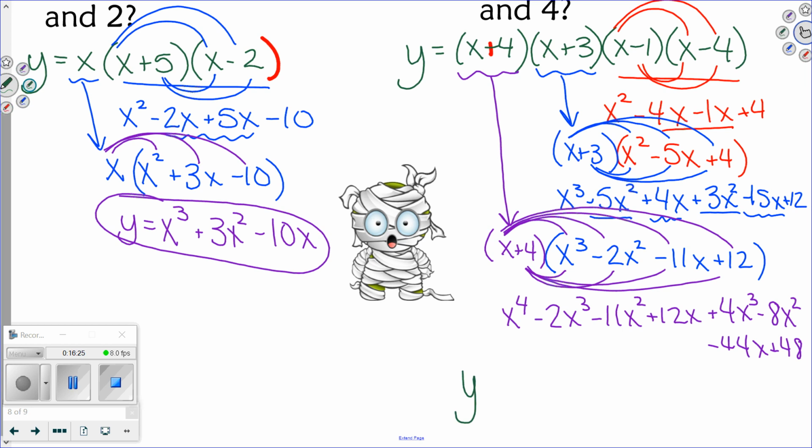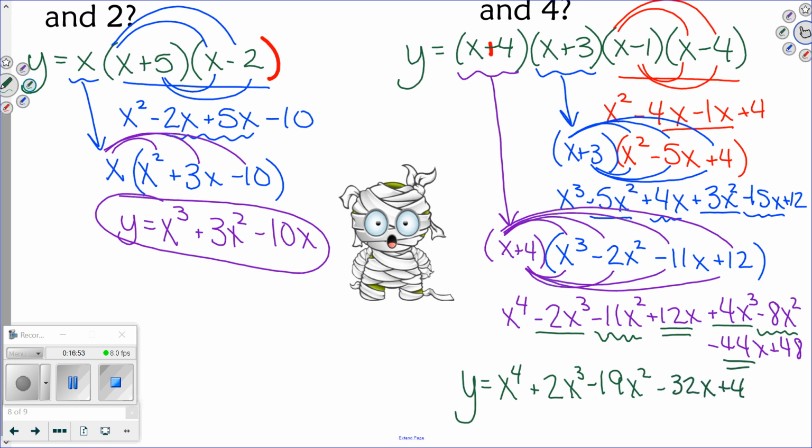All right, so final answer. Here we go. So we get x to the 4th. Negative 2x cubed plus 4x cubed is 2x cubed. Negative 11x squared minus 8x squared, negative 19x squared. 12x minus 44x, minus 32x, and then plus 48. And then after all of that, what should you probably do? Let's check that. Type that in, make sure it crosses where it's supposed to.